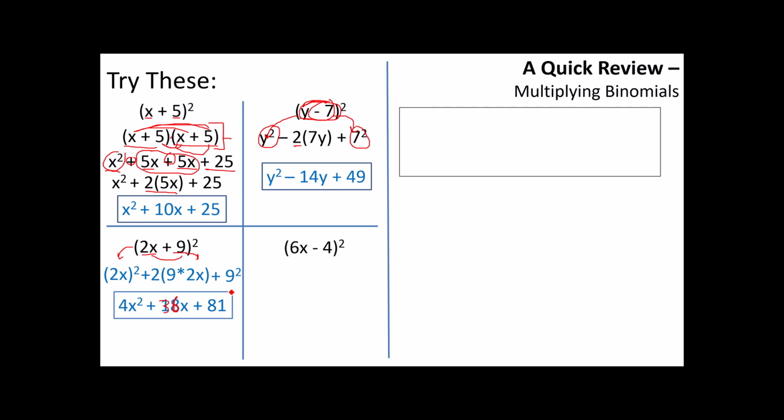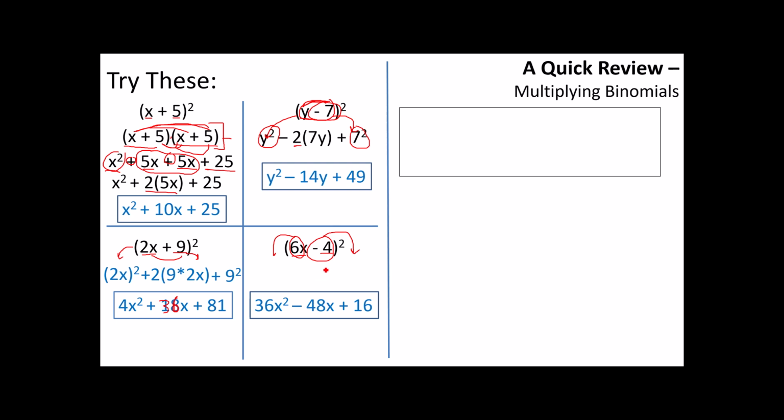One more. 6x minus 4 squared. I know the first term is going to be 36x squared. I know the last term is going to be 16. The middle term should be 6x times 4, that's 24x's twice, or 48x.